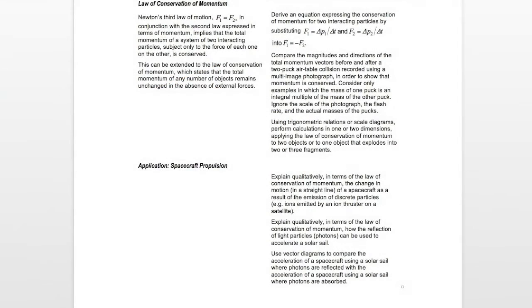We're now going to use the conservation of momentum law to solve a range of problems. Firstly, the law of conservation of momentum states that the total momentum before and after an event is conserved. Our first type of problem is an airtable collision. We are going to compare the magnitude and directions of the total momentum vectors before and after the event.